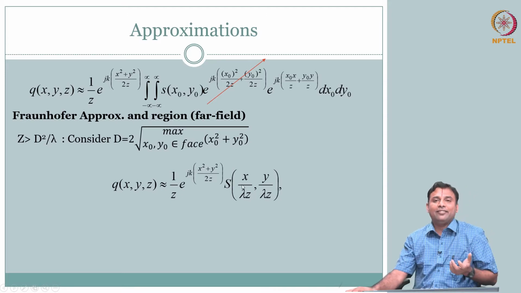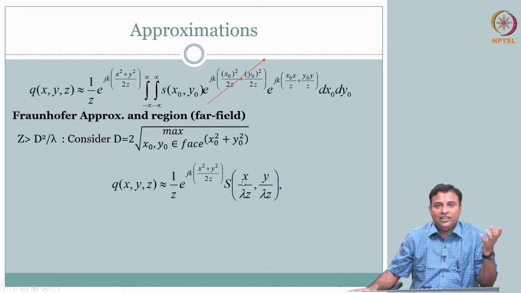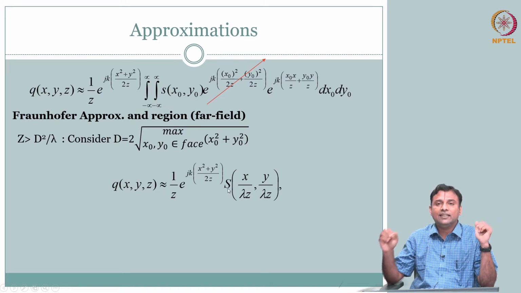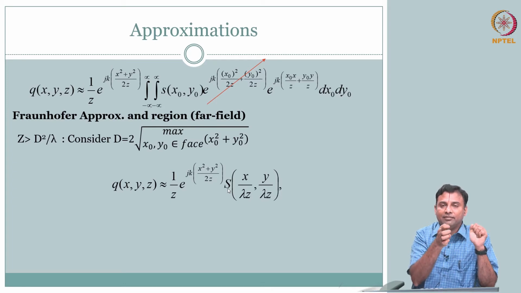So you have a spatial frequency ux, vy, which is what we wrote in our general formulation, right? So you can recognize what your u is and what your v is: 1 by lambda z, 1 by lambda z is here, right? So what you have is in some sense very revealing. What is this S? S is your aperture, right? Shape, something to do with the shape of the transducer.